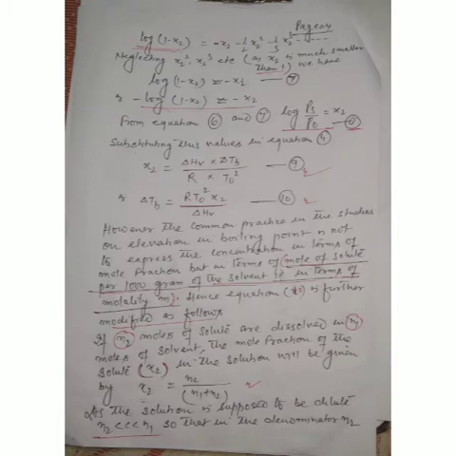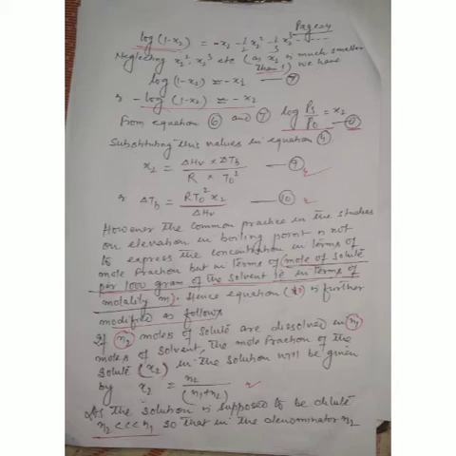On page number 4, log(1 − x2) = −x2 − (1/2)x2² − (1/3)x2³ and so on. Neglecting x2², x2³, etc., as x2 is much smaller than 1, we have log(1 − x2) nearly equal to −x2, equation number 7, or log(1 − x2) = −x2.